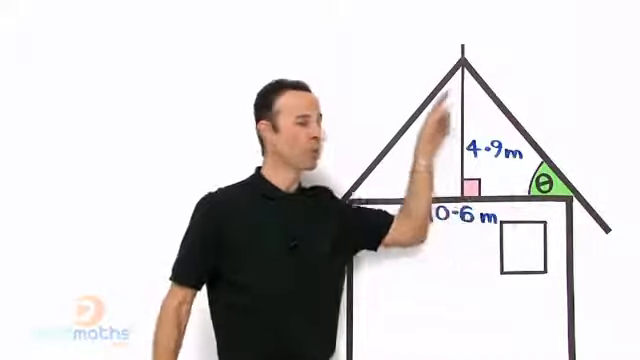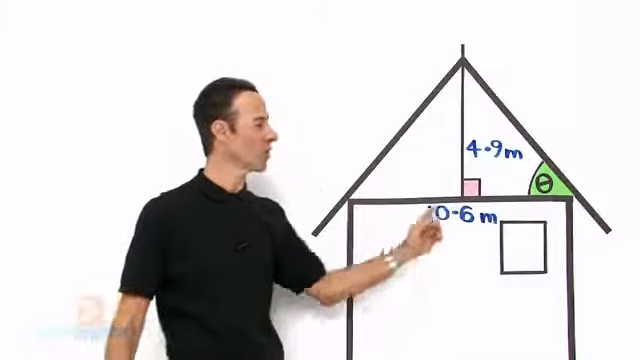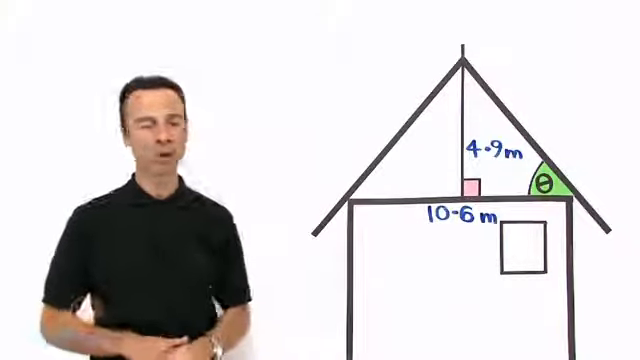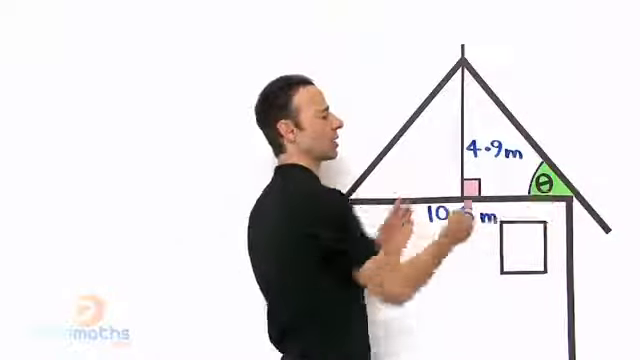Look at the height, it's 4.9. However, the width 10.6 goes all the way across. It goes over this little triangle here, so we've got to find this section there. So that's the first step. We're going to find what half that roof is so we can get that area.